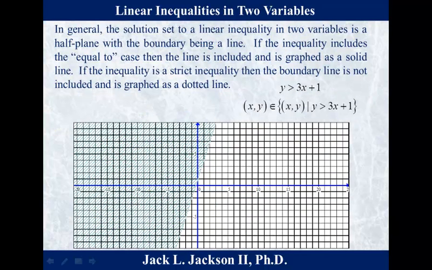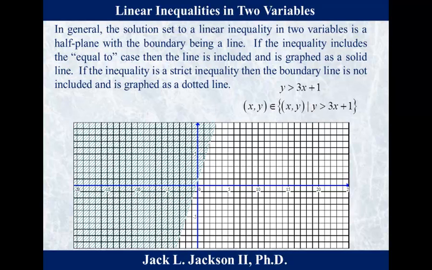More generally, if we have any kind of linear inequality in two variables, replace the less than, greater than, less than or equal to, or greater than or equal to, whichever one you have, with an equal sign, and that will be the boundary line. Of course, if the equal to case is included, then that will be a solid boundary line. Whereas if it's a strict inequality, strictly greater than or strictly less than, then that boundary line will be graphed as a dotted line because points on that line do not make the inequality true.